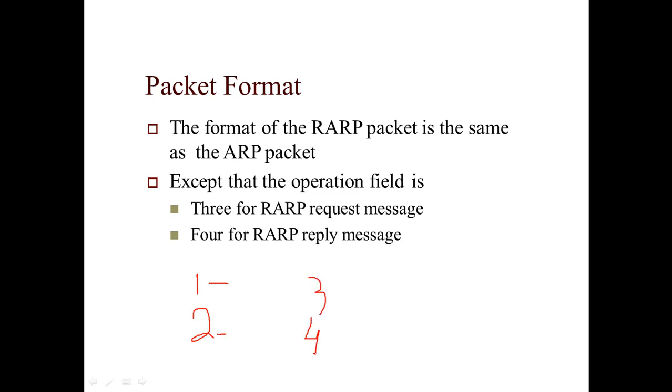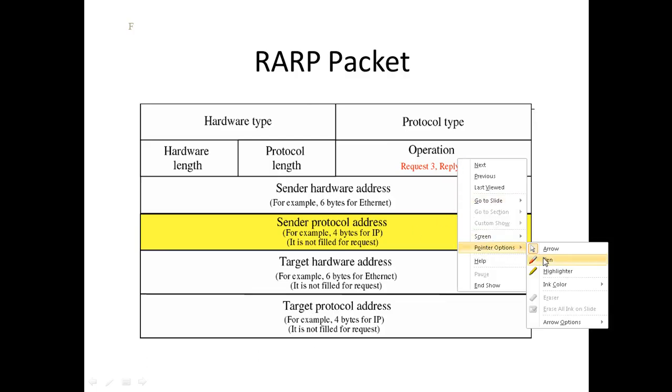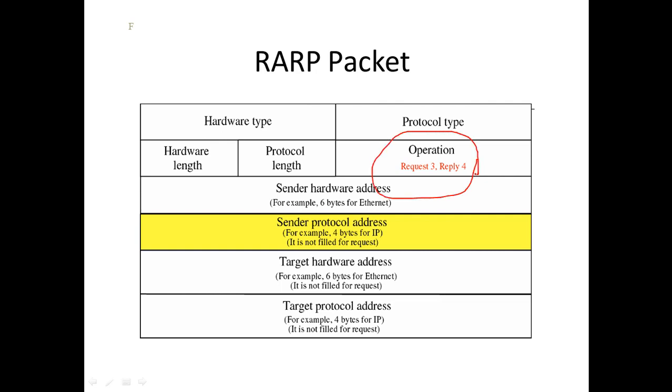Let me show you the operation field. This is your operation field. In ARP you use 1 and 2 for request and reply respectively. But in RARP, if you get a packet and you see a 3 here, understand that this is the RARP request packet. And if you see a 4 here, you can understand that this packet is the RARP reply packet.